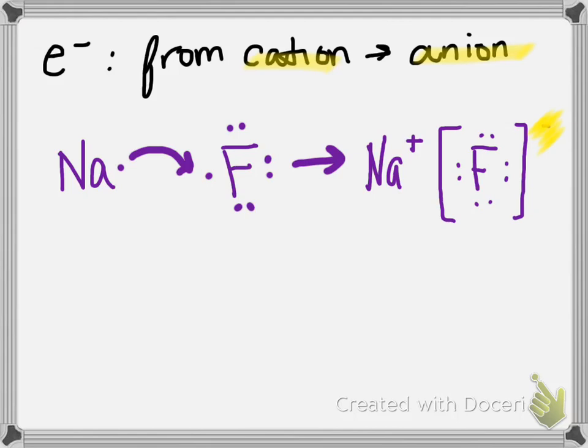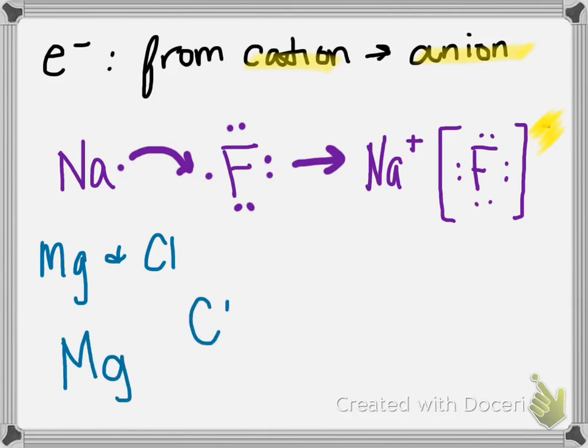Next example I'm going to show you is if it's not a perfect 1-to-1 ratio. So we're going to do this for magnesium and chlorine. So I'm putting right now the dots around magnesium and chlorine. Now look what happens when I transfer that first electron. If I transfer that first electron, this chlorine is now stable with 8, but my magnesium only gave away 1 of its electrons. And remember, that doesn't make magnesium any more stable. It has to give away both of them or neither of them.